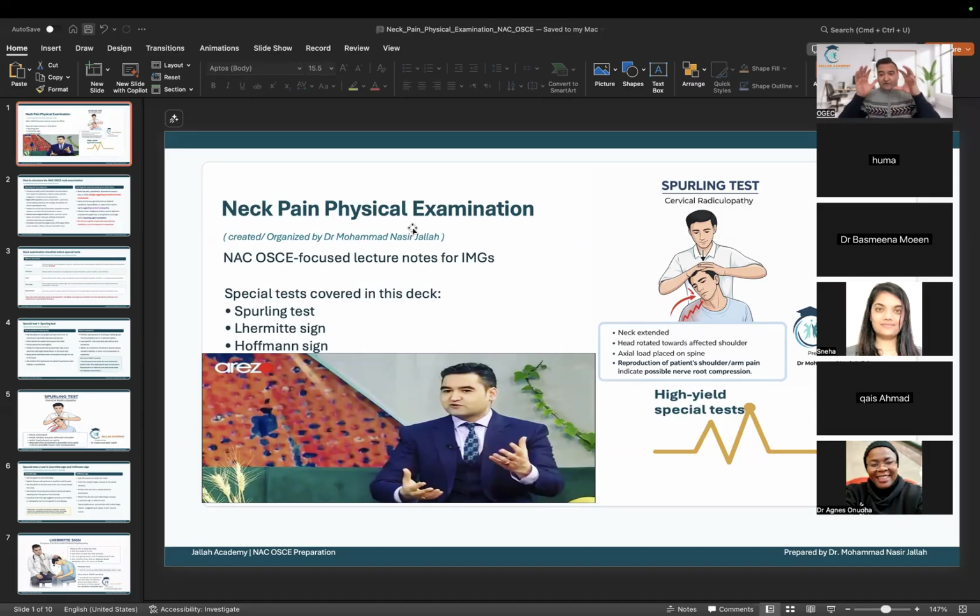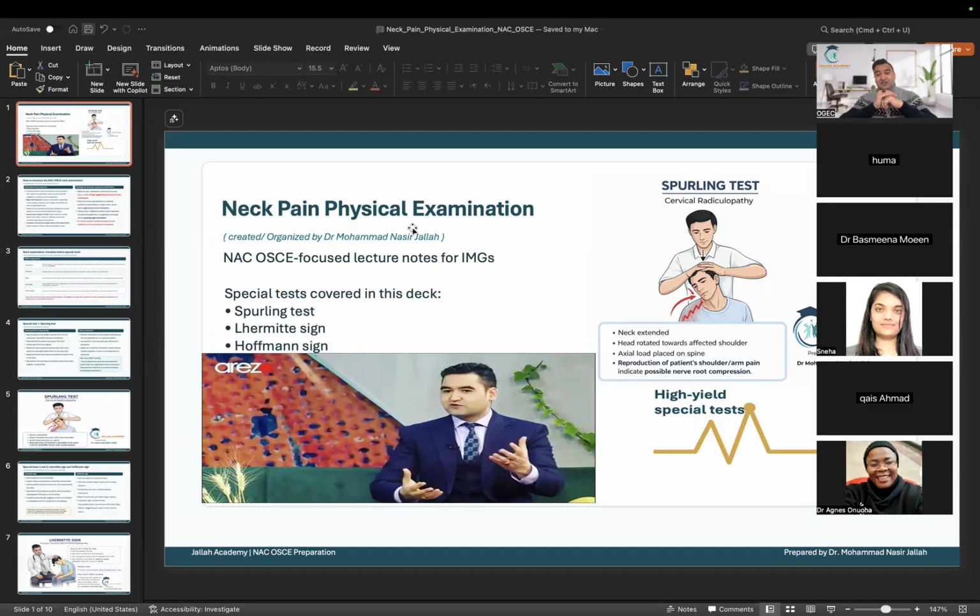For the neck physical examination, this might be in the licensing exam, but remember, with the neck, you have to be very careful. It's a very, very sensitive area. Before touching the patient or before doing any special test, please have proper eye contact with the examiner and tell the examiner that I'm going to perform this special test.